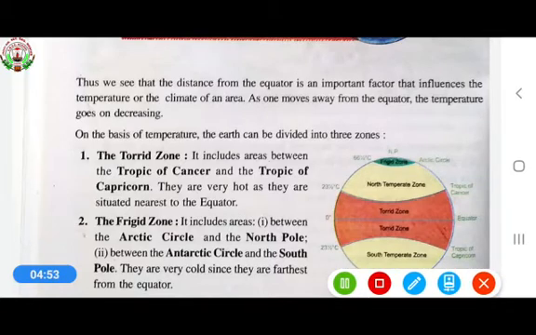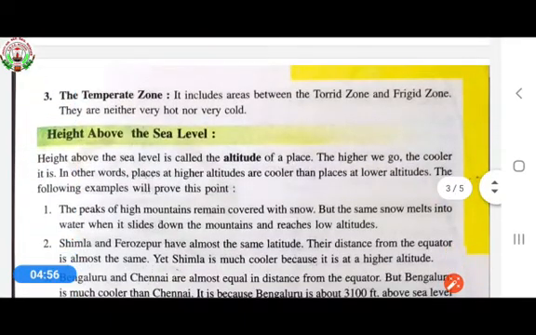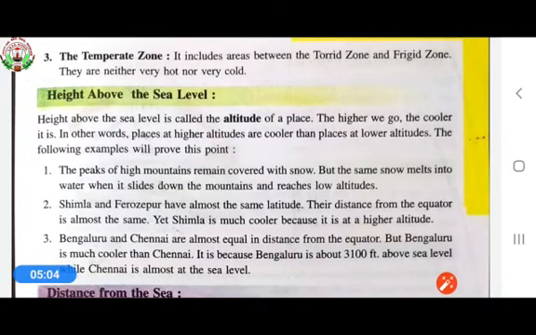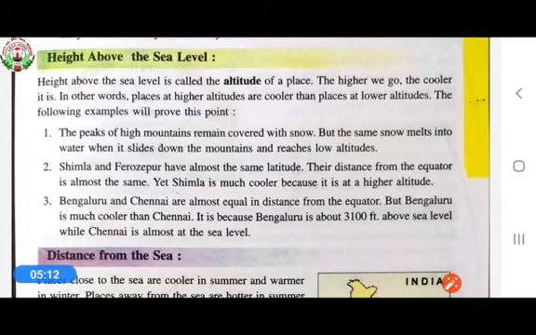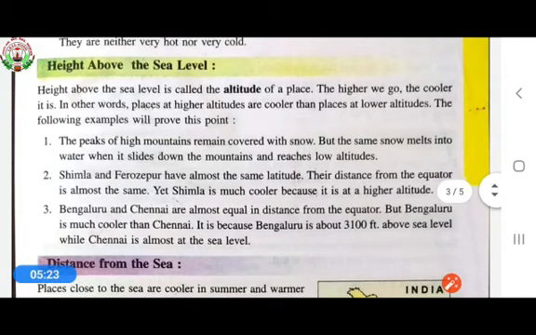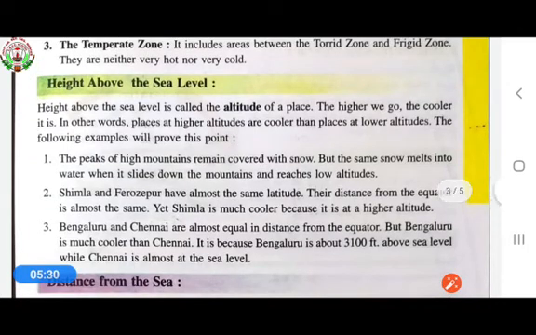Now our next topic is height above the sea level. Height above the sea level is called the altitude of a place. The higher we go, the cooler it is. In other words, places at higher altitudes are cooler than places at lower altitudes. The following example will prove this point. The peaks of high mountains remain covered with snow, but the same snow melts into water when it slides down the mountains and reaches low altitudes.